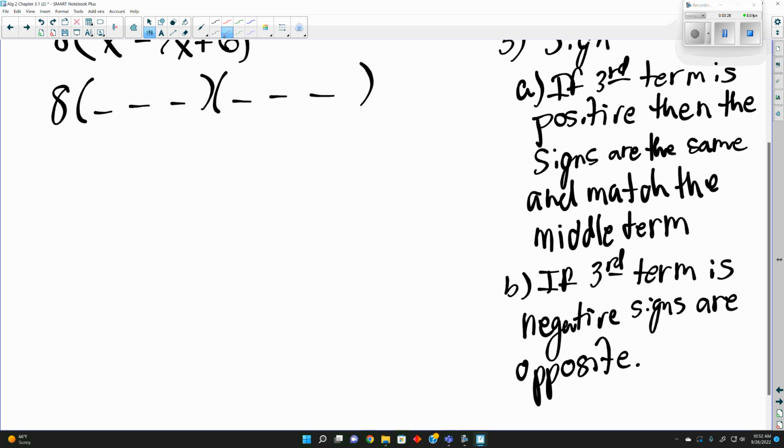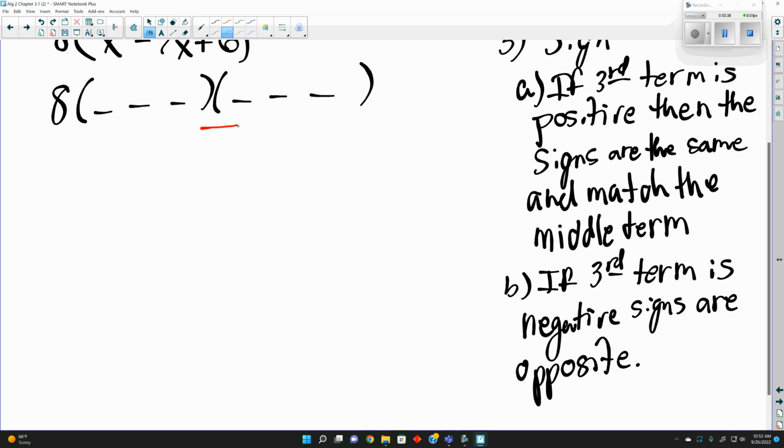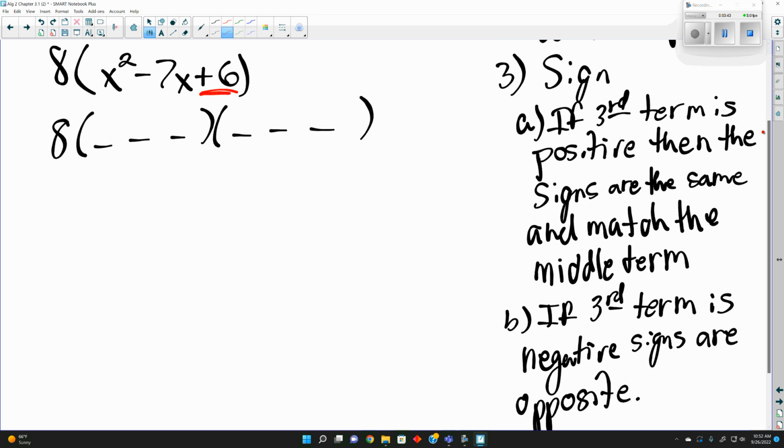So if the third term is positive, the signs are the same and match the sign of the middle term. If the third term is negative, the signs are opposite. So if we look at this one here, the sign of the third term is positive 6. So since the sign of the third term is positive, the signs are the same and they match the sign of the middle term, which in this case is negative. So we'll have negative and negative.